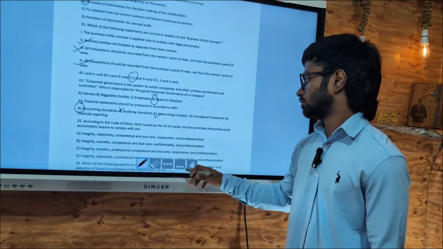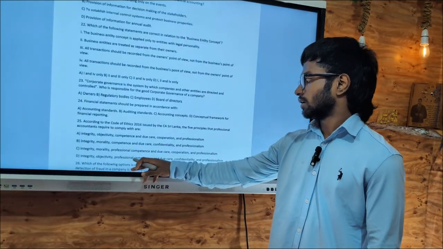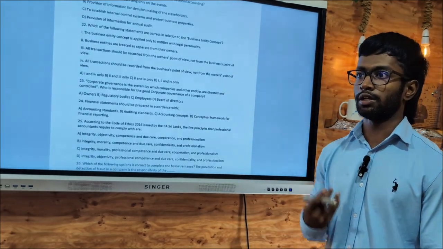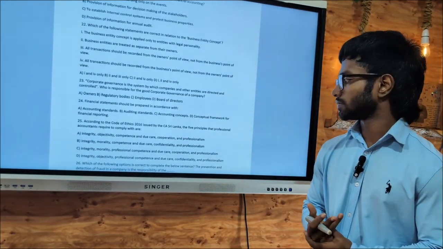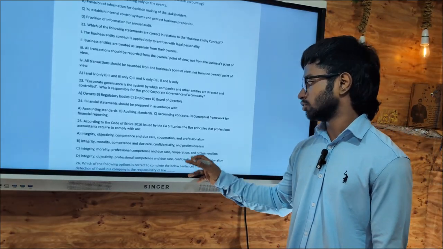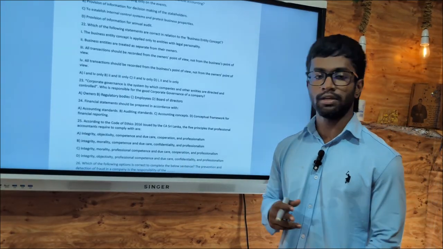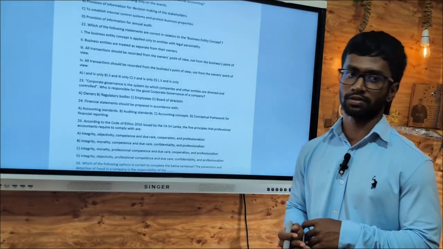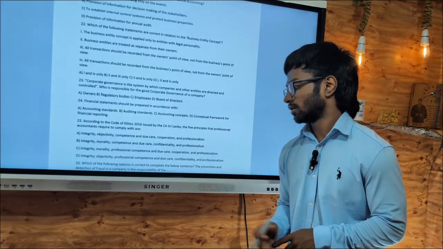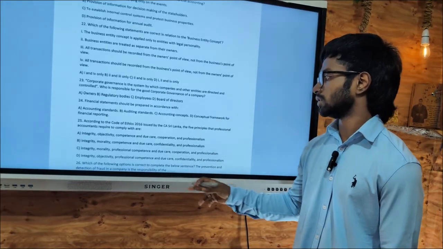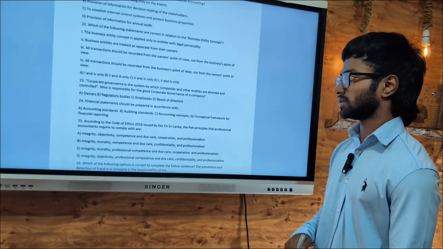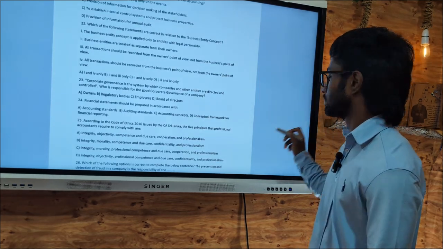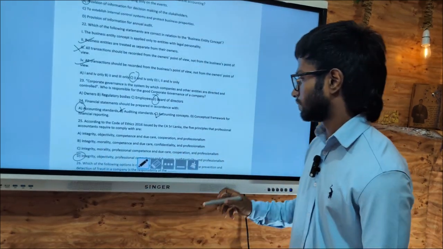And it should be professional competence and due care. What that means is, as an accountant, you should have the necessary knowledge to do so. And also, you should maintain confidentiality. What that means is, you can't give information to outside sources. And you have to be professional, professionalism. Those are the 5 principles that have been given for accountants in the code of ethics. So it should be answer number B for 25.